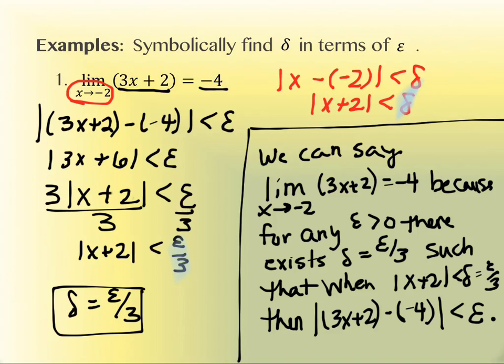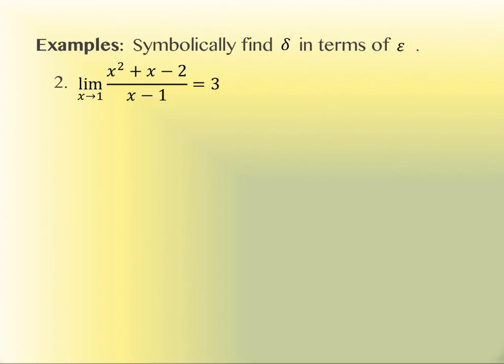Let's do the other problem that I've got here. It says symbolically find delta in terms of epsilon, so same directions, right? What about this looks a little different? Okay, there might be a hole or an asymptote because I have a denominator, right? So there is a denominator present here, and we think that that might actually cause something different to happen. How can we decide if something has a hole or an asymptote? Do you remember?